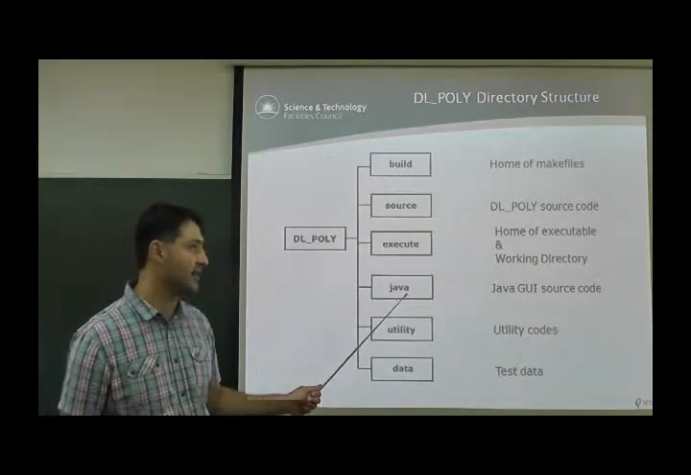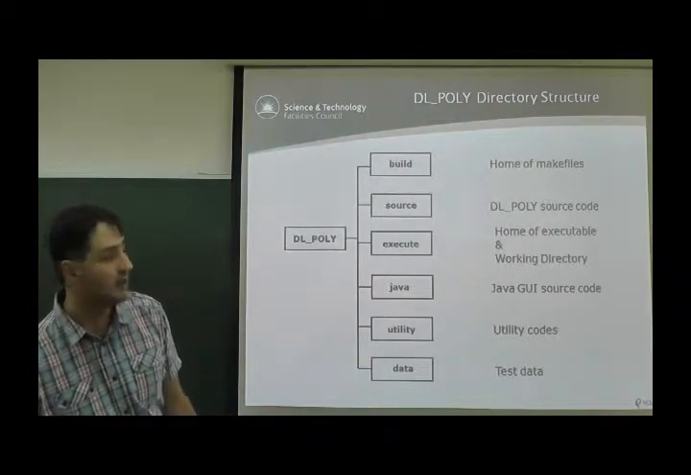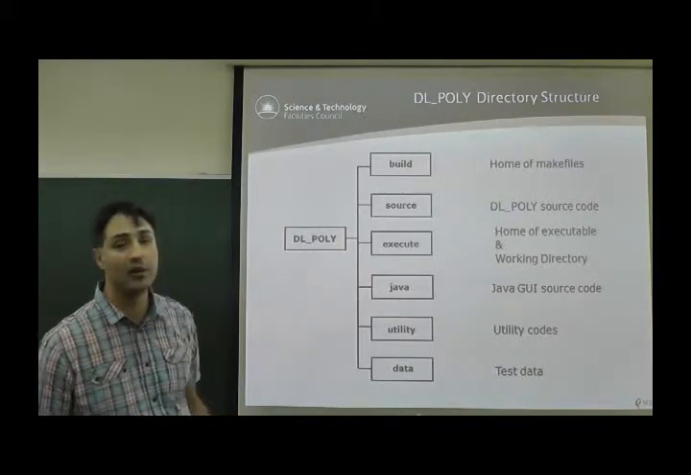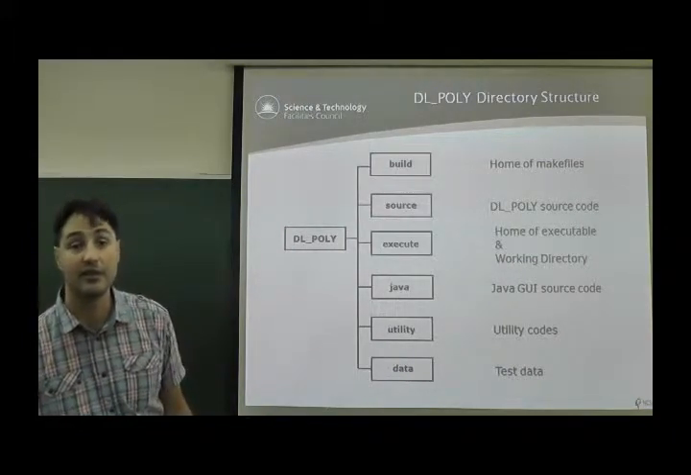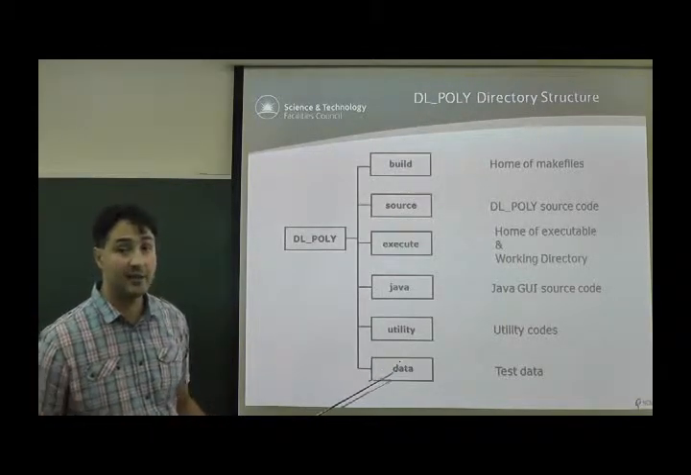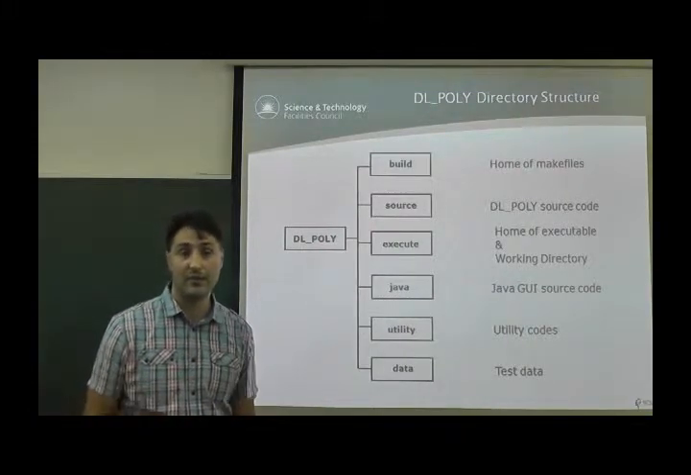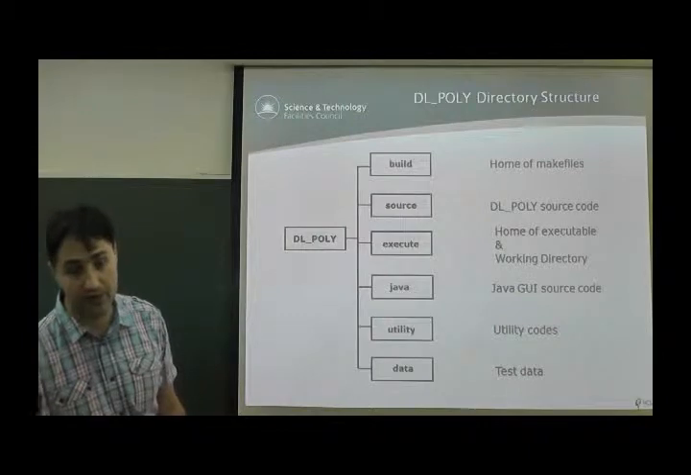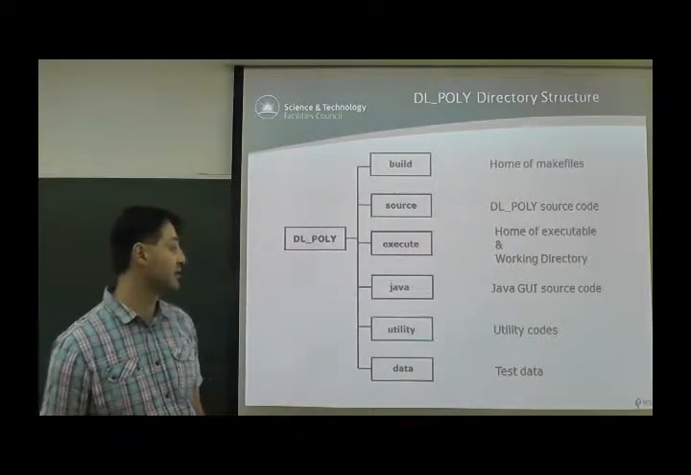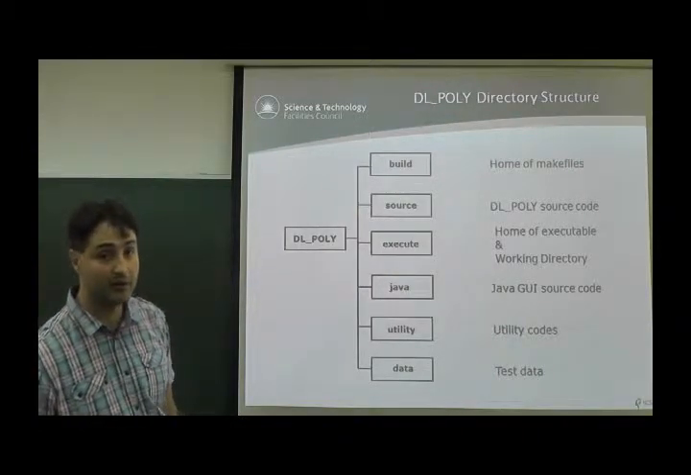There is the Java directory, where there is a Java GUI source code. It usually comes precompiled. However, some users find that it doesn't quite work depending on what version of Java engine they have. It is very rare, but it happens. However, it is very easy to compile your own Java. You just need to have not just the Java virtual machine, but the Java development kit, which is again a free component you can download.